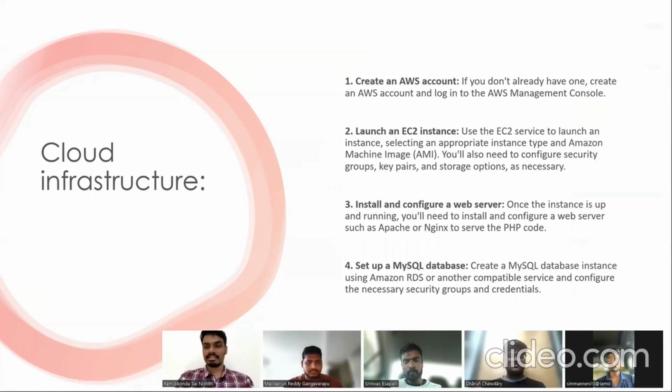Secondly, we have launched a basic instance using the Amazon Machine Image. It needs to configure various security groups, key pairs, and storage options as necessary. We have created a specific key pair which is unique for every instance that needs to be created. And we have installed the required configuration and web servers on the instance in order to run the application, such as Apache and NGINX to serve the PHP code.